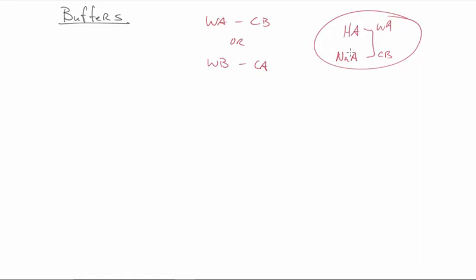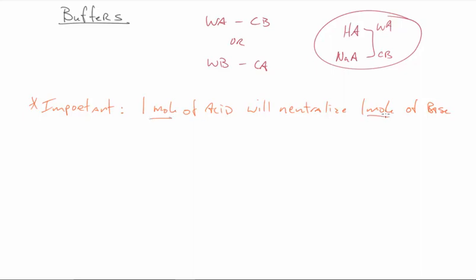The next way that we can make it, and I'm going to write this down because it's a very important concept, is that 1 mole of acid will neutralize 1 mole of base. It seems like such a simple idea, right? A mole of acid will neutralize 1 mole of base. And this leads us into the second way that we can make our buffer system.